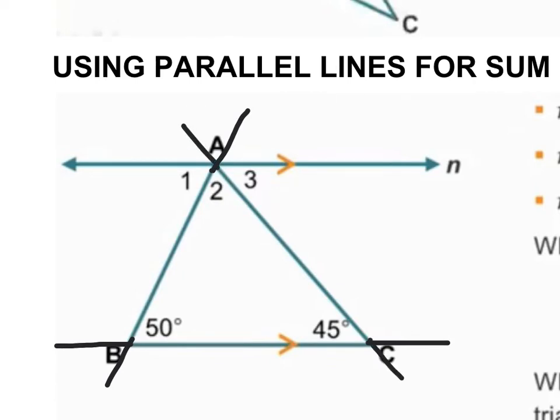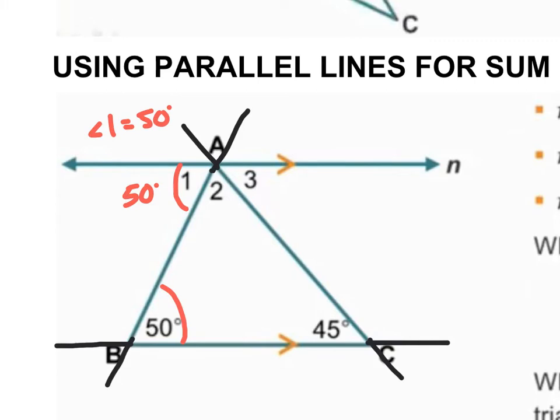So if this angle here is 50 degrees, then the angle that would be its alternate interior angle would be angle 1. What we learned from the last section is that those two angles are congruent. This is going to be 50 degrees. So angle 1 is equal to 50 degrees.